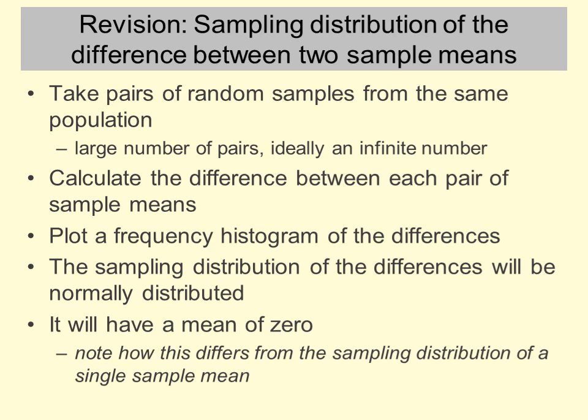Now notice how that differs from the sampling distribution of a single sample mean. It has a mean of 0 because, given that the samples are all from the same population of scores, on average the difference between any two samples would be 0. Of course, if it was a sampling distribution of a single sample mean, it would have a mean equal to the population mean.